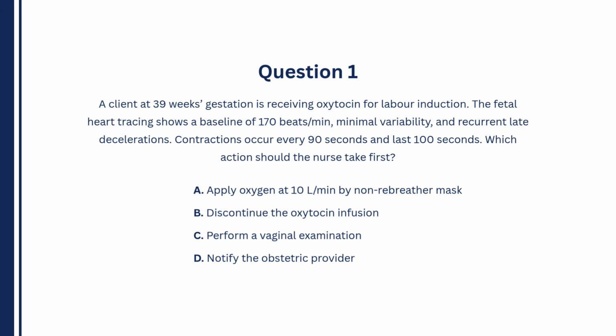Question 1. A client at 39 weeks gestation is receiving oxytocin for labor induction. The fetal heart rate tracing shows a baseline of 170 beats per minute, minimal variability, and recurrent late decelerations. Contractions occur every 90 seconds and last 100 seconds. Which action should the nurse take first?